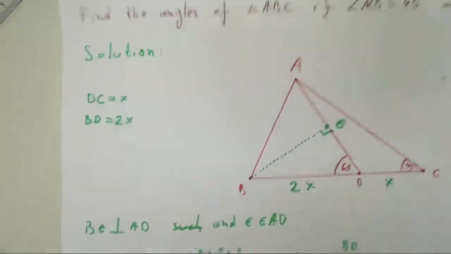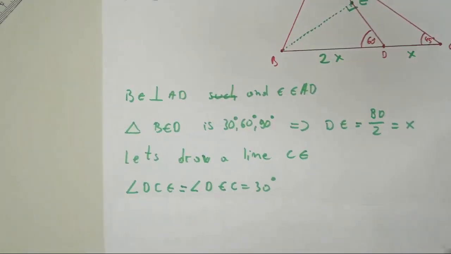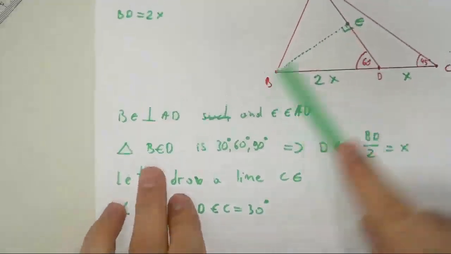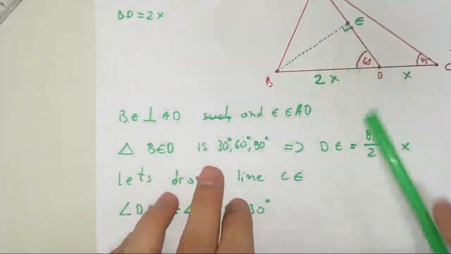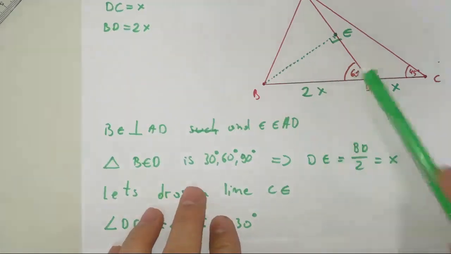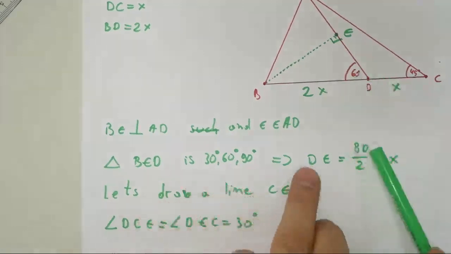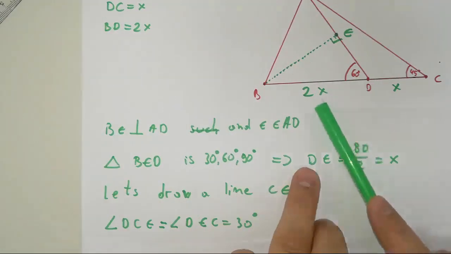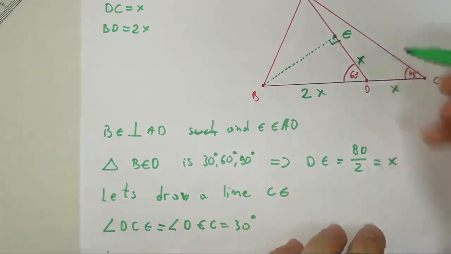Let's continue. So from the triangle BED, because this triangle BED is a 30, 60, 90 triangle. As you see, it's a right angle triangle with one angle 60. We see that DE is BD over 2. While this is 2x, it means that this side must be x.